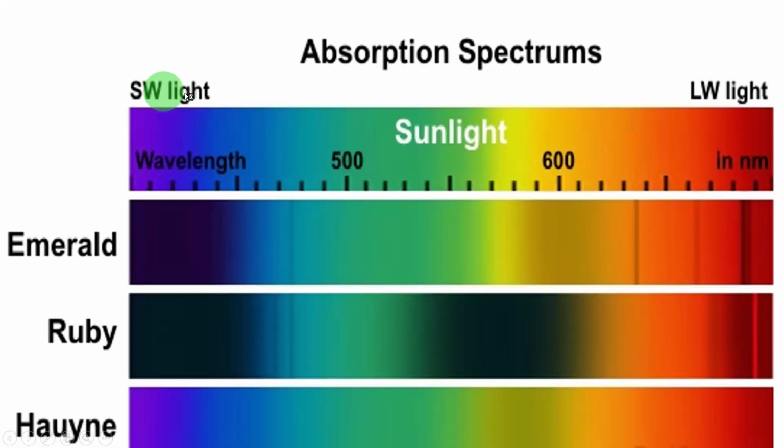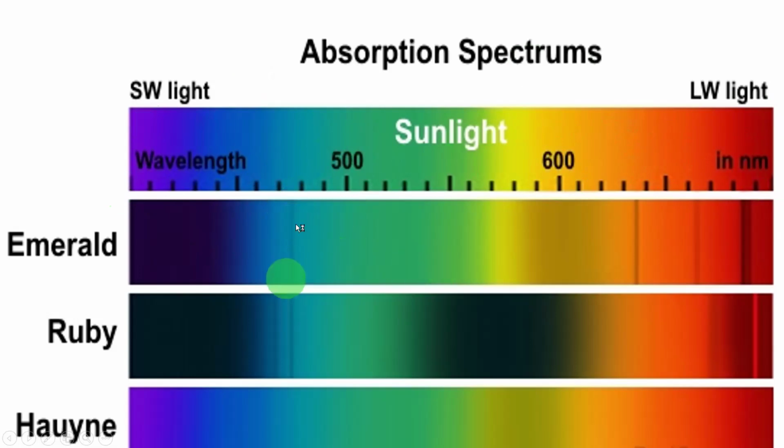Another one, short wave light, long wave light. This is 400, this is 700. Sorry, not 300, 400. 400 to 700 is the limitation of visible light. 400 to 500, this is 500, 600, 700. This range is the sunlight range, visible sunlight range. We learned earlier. Then the emerald is like this.